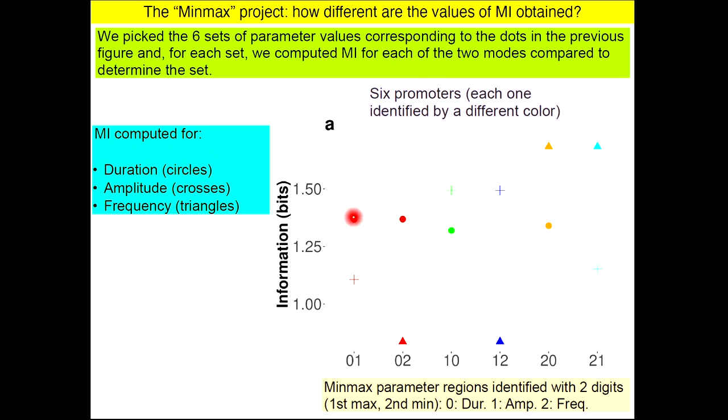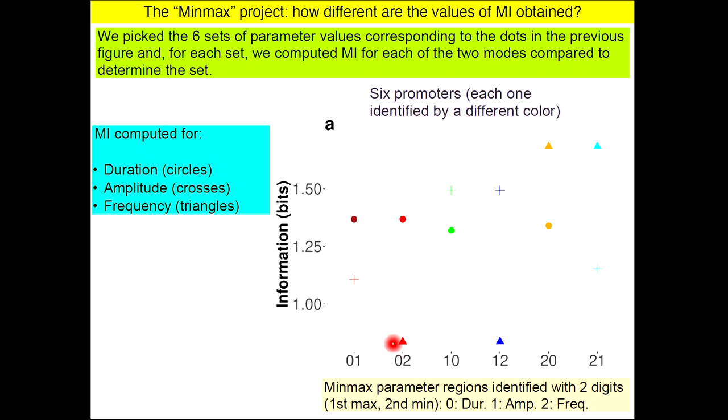And then we computed for each of those promoters the mutual information when you have an input that is encoded in the duration, this is a circle, or the amplitude for these two. In this case, we compared the mutual information when you encode the input in the duration and in the frequency. Here, you compare when it's the amplitude and duration. Here is amplitude and frequency. And what you can see is that, for example, for duration, no matter which promoter you pick, you always more or less get the same information.